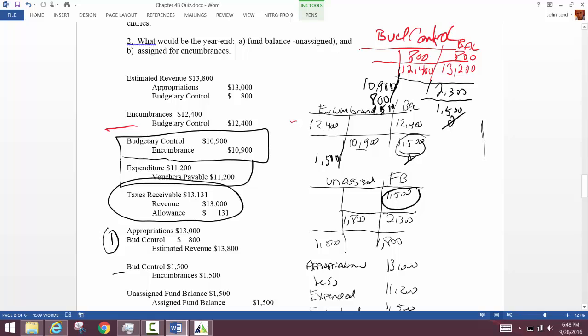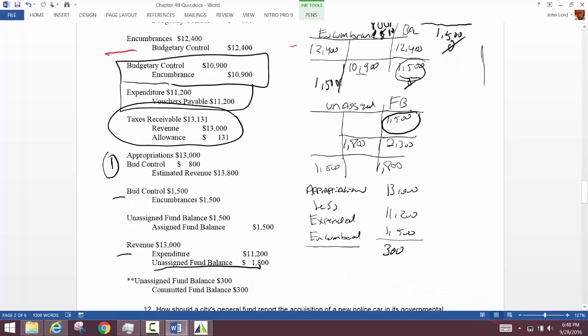And then I go ahead and I do what? I just closed out my real accounts by debiting my revenues, crediting my expenditures. So unassigned fund balance is sort of like my retained earnings. I credit it, right? So now the balance is what? 2,300. And then I do what?